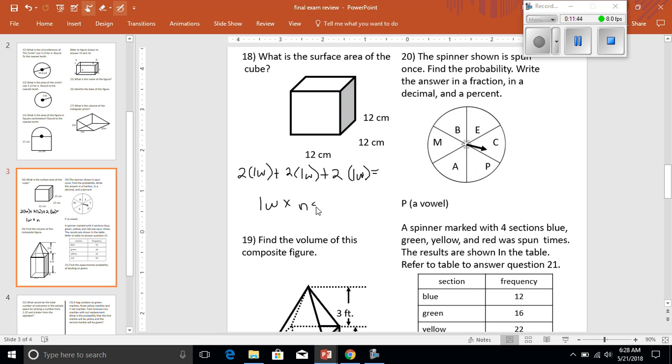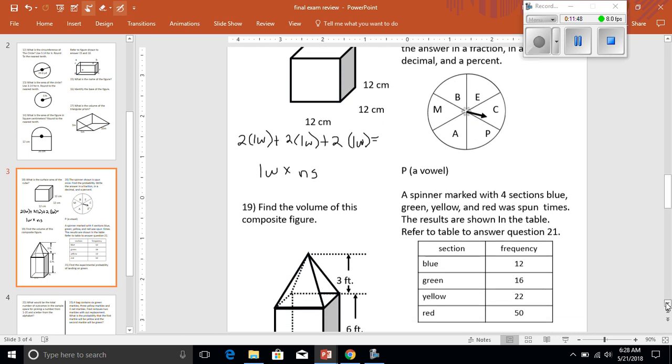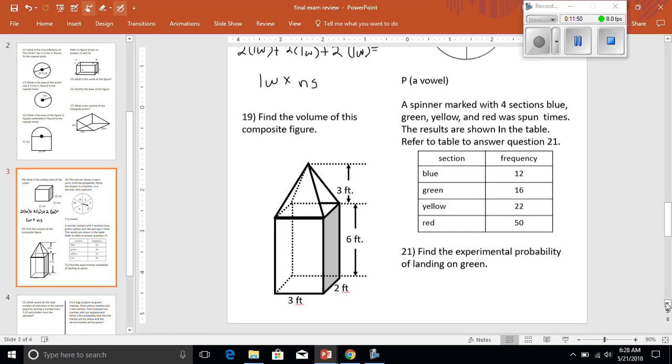The number of sides there are. Number 19. Find the volume of this composite figure.